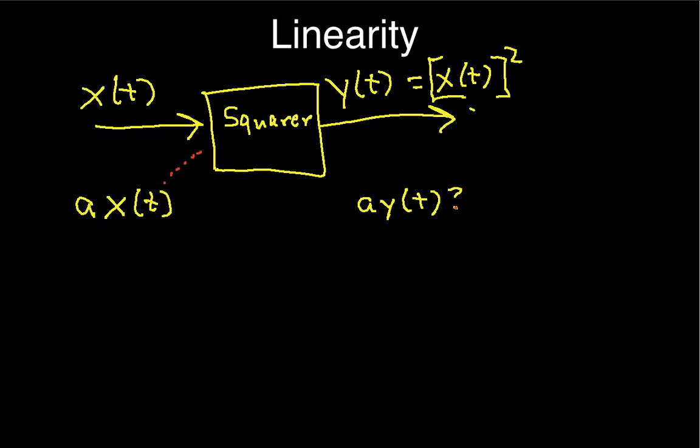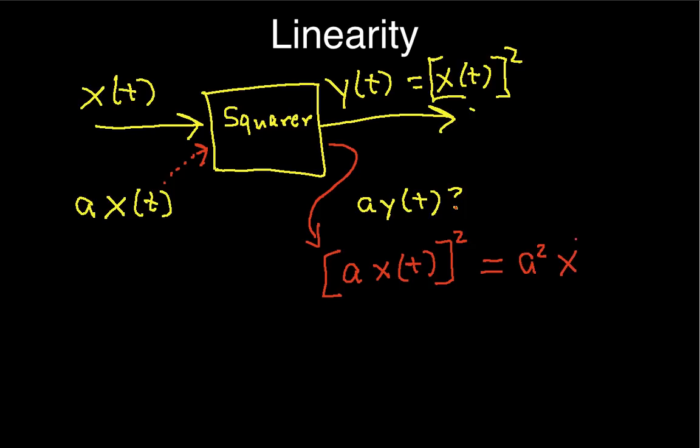So we put ax of t into the system. The thing that comes out is going to be ax of t squared, because this is a squarer. And I can write this as a squared x squared of t. Now, y of t, the output of the system when x is the input, is x squared. So this much is y of t. But you'll notice that instead of having an a, which is what I need in order for it to be homogeneous, out here I have a squared.